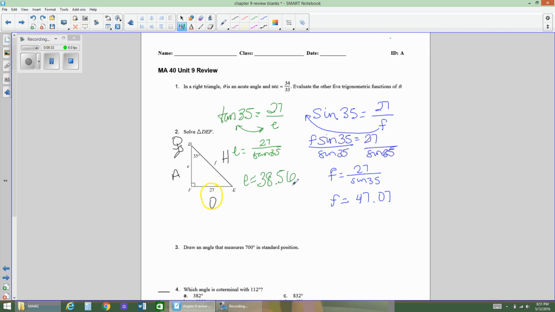Now, we learned that the hypotenuse is always supposed to be the longest side, so we can check our work and see, yep, sure enough, the hypotenuse is the longest side.